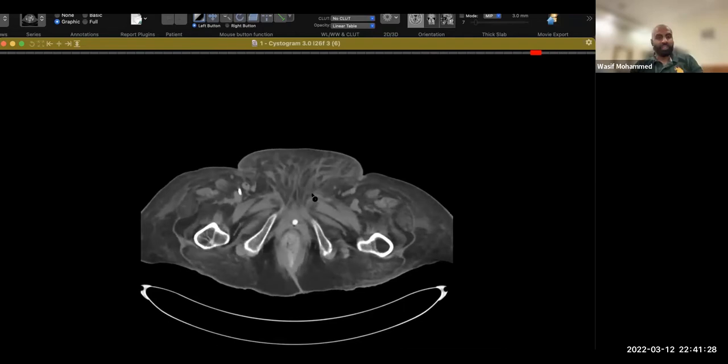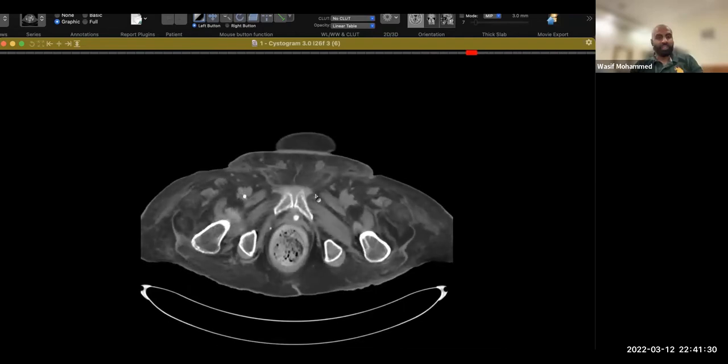Basically, the patient had. Let me see first if I have any more cases for you. Okay. Yes, there's one more case.